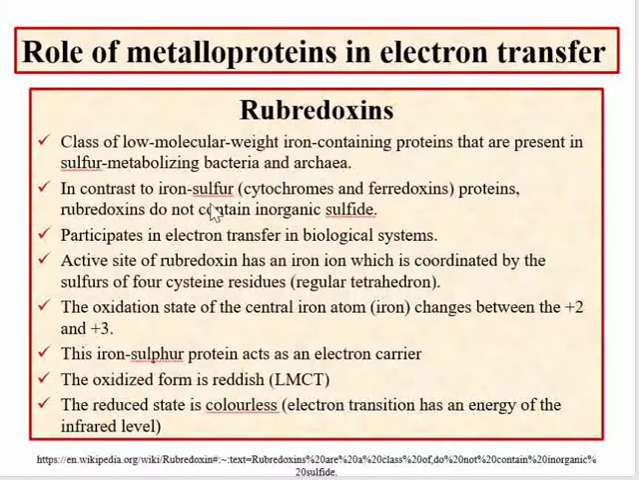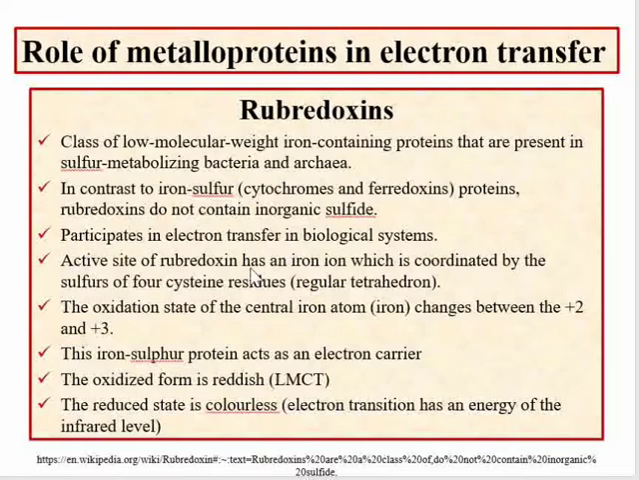In contrast to the iron sulfur proteins, rubredoxins do not contain inorganic sulfide. So cytochromes and ferredoxins contain iron sulfur and this inorganic sulfide, but rubredoxins do not contain the inorganic sulfide. They participate in electron transfer in the biological system.